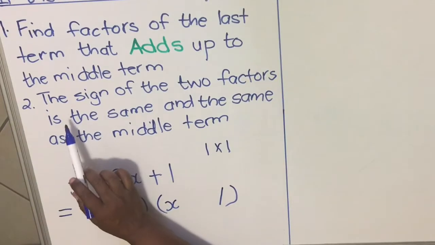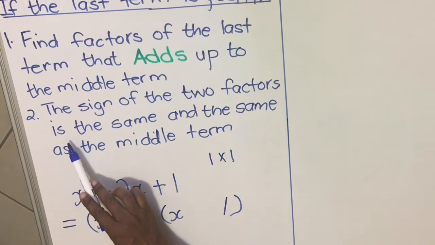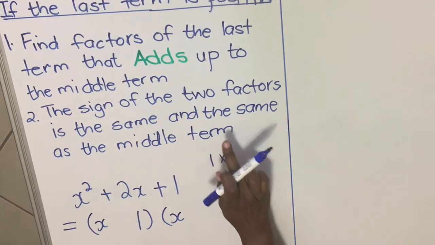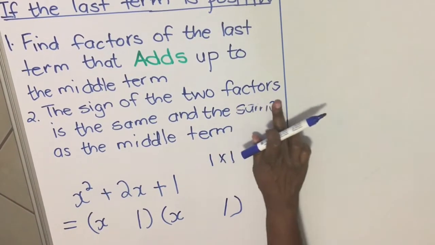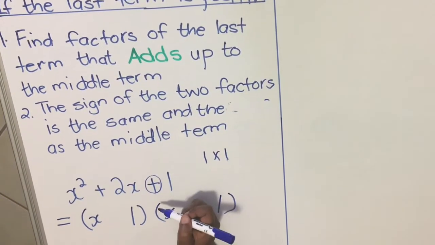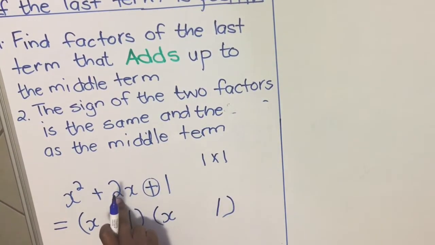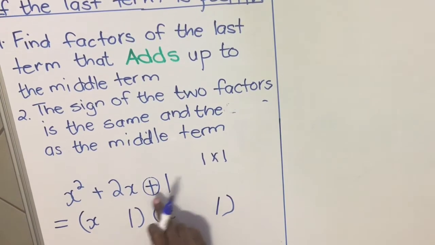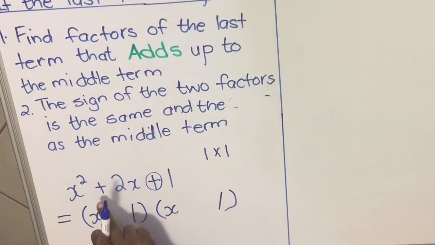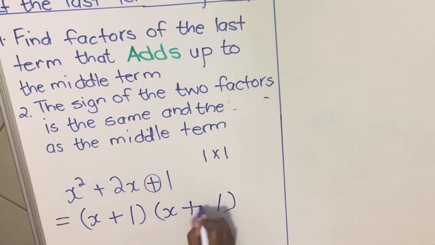Then number 2 says the sign of these two factors that you find is the same as the middle term. When you look at the last term, it's positive, and that's why we are finding things that add up to 2. When the last term is positive, you find things that add up to the middle term, and both factors have the same sign as the middle term. So you're going to have a positive here and a positive there.